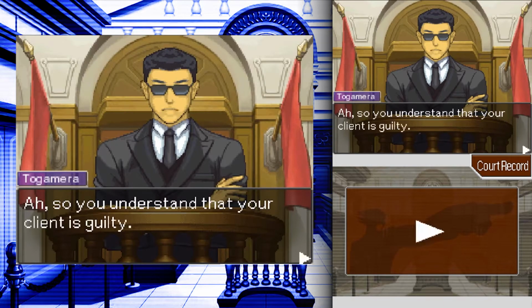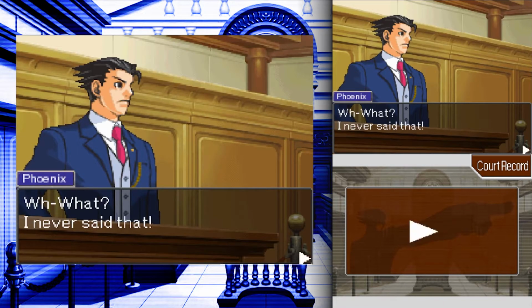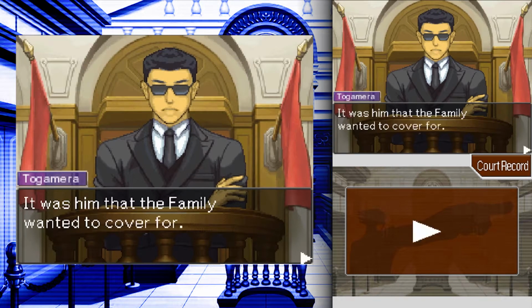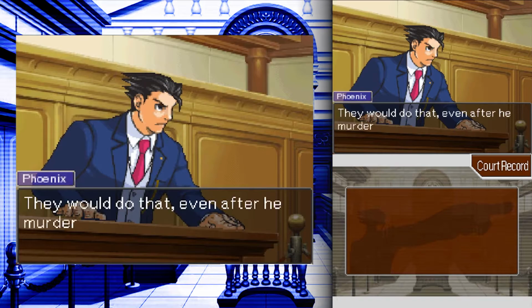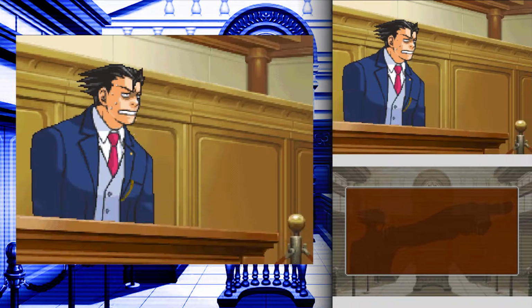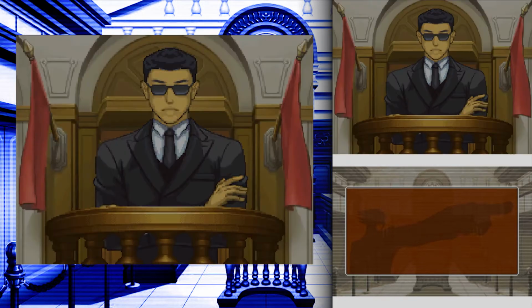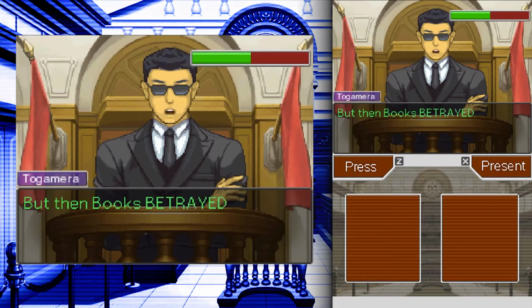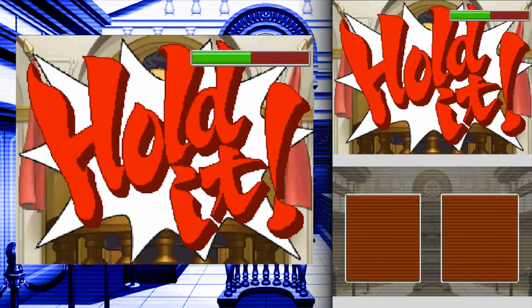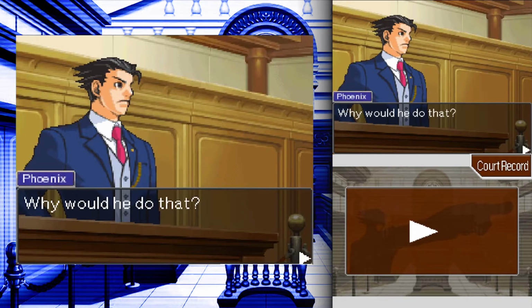Ah, so you understand that your client is guilty. What? I never said that. This is referring to Books. It was him the family wanted to cover for. Who would do that even after he murdered one of their own? You admitted it again. Wait, what? Excellent, now let me continue. But then Books betrayed his own partner and killed him. Why would he do that?